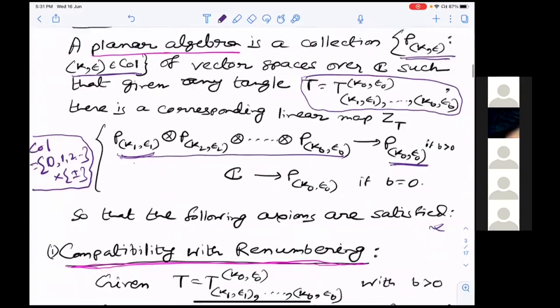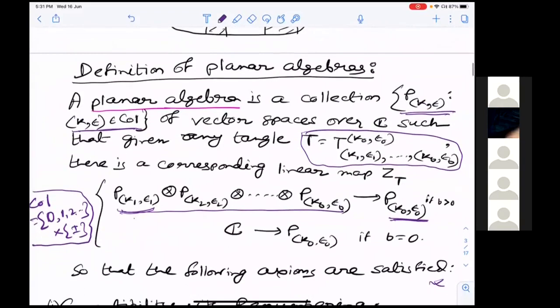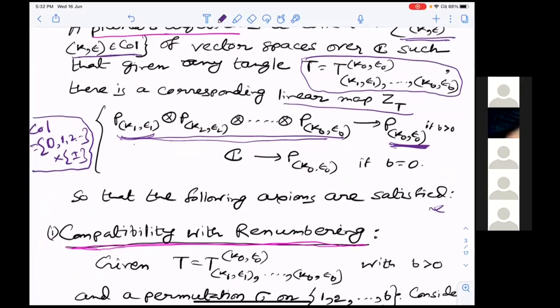So here is the definition of planar algebra. A planar algebra is a collection of complex vector spaces, and also a corresponding linear map ZT, which is defined like that. This is the domain and this is the range. And if there are no internal leaves, suppose we take this tangle with no internal leaves, then ZT will be defined from C to the color of the P here, 3 plus, like that. And the following axioms are satisfied.